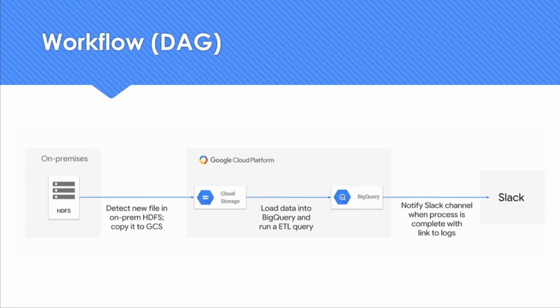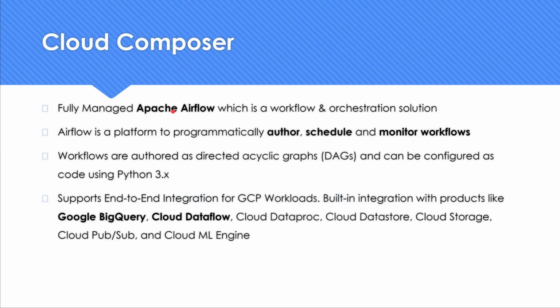If you want this kind of stuff, different organizations usually use different kinds of schedulers, Control-M, lots of stuff. One such product which you can use, which is open source and which Google provides as a managed service, is Apache Airflow. This is an open source workflow and orchestration solution which can help you author what component should come after what, how to schedule them, and also monitor the flow.